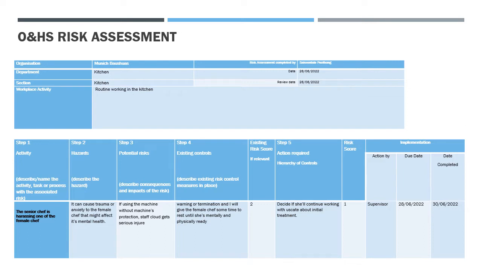According to the meeting we have a list of 8 hazards, with 8 hazards and 2 behavior hazards. So the first hazard that we identified is a senior chef harassing a female chef. As you can see in the photos, the hazard is that this can cause trauma to the female chef that may affect her mental health.